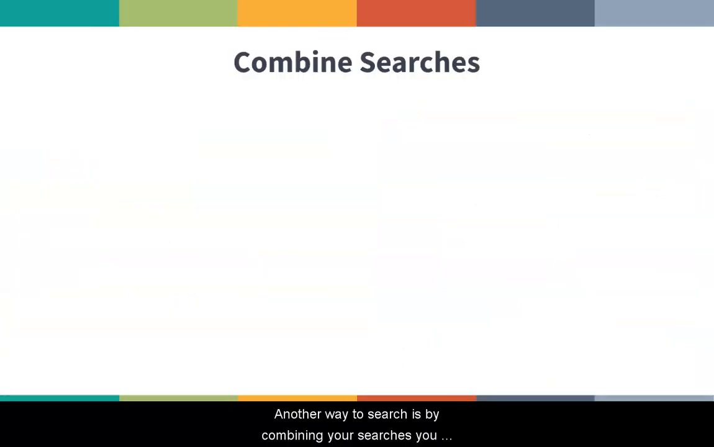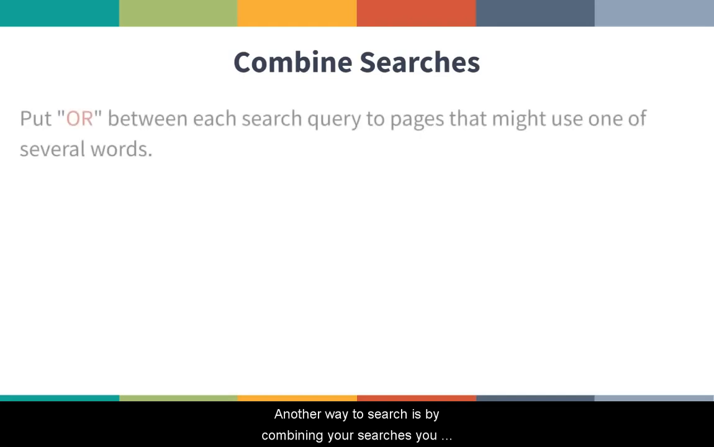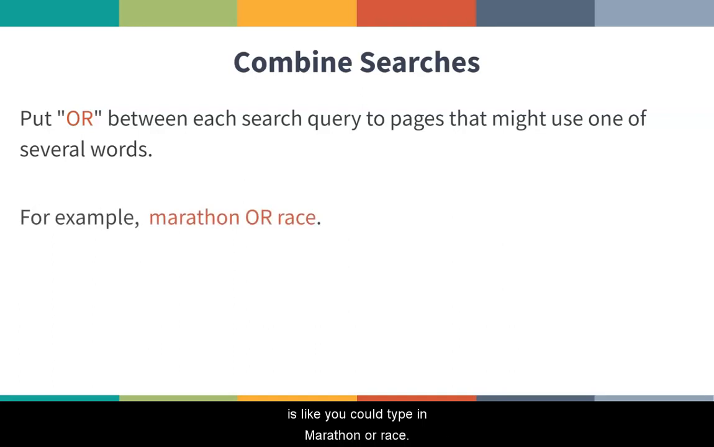Another way to search is by combining your searches. You do this by putting "or" between each search query to find pages that might use one or several words. So what I mean by this is, you could type in marathon or race, and the search results will give you everything that deals with marathons or races and most likely just running in general, right?